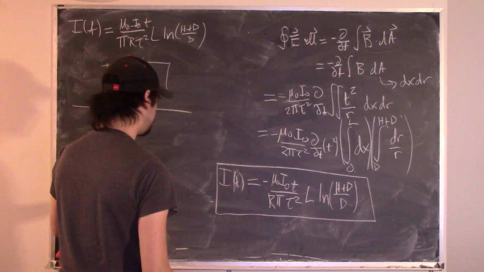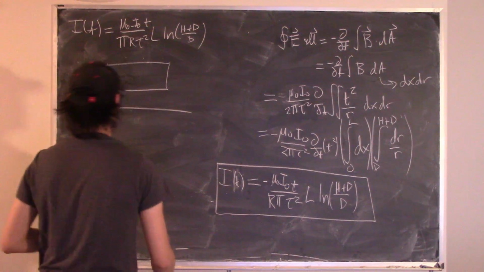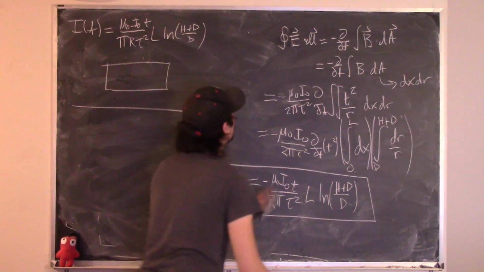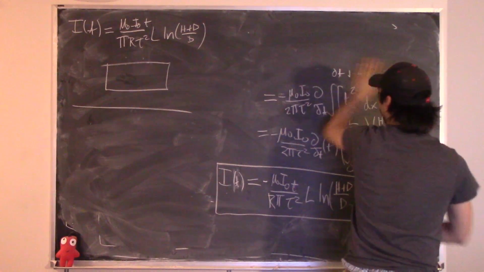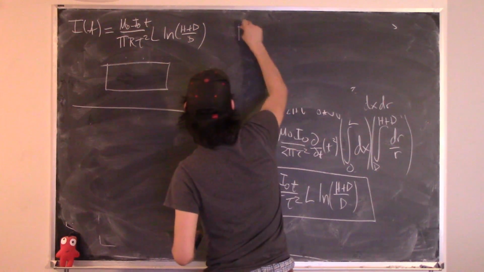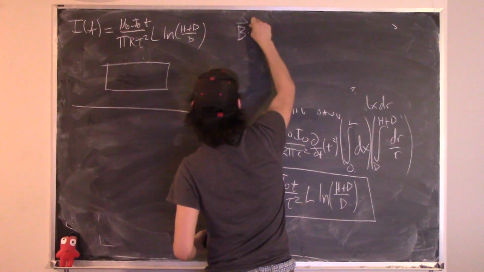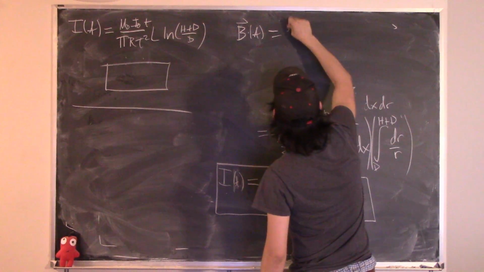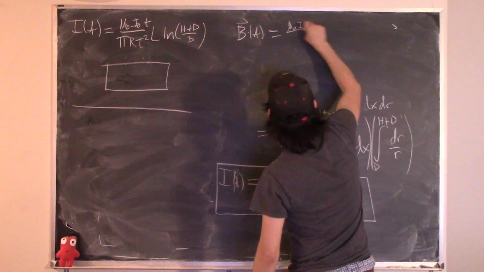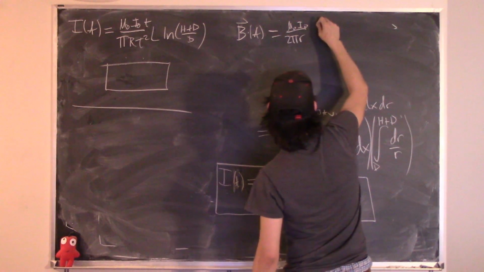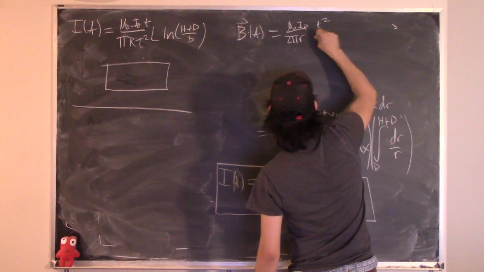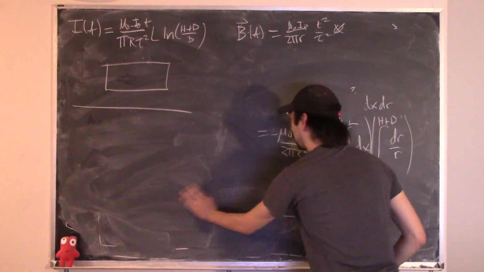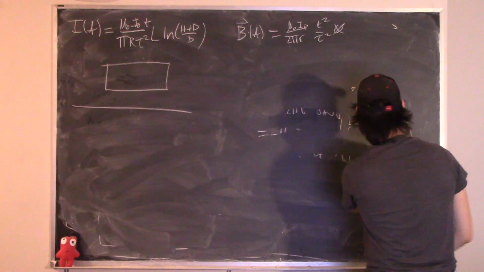I lost my magnetic field. So the magnetic field was the other piece that I needed, and that goes over here. B vector of t is going to be equal to mu naught I naught divided by 2 pi r, t squared over tau squared, pointed in. Okay, so we have everything.